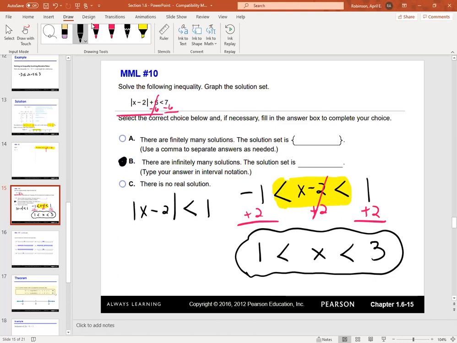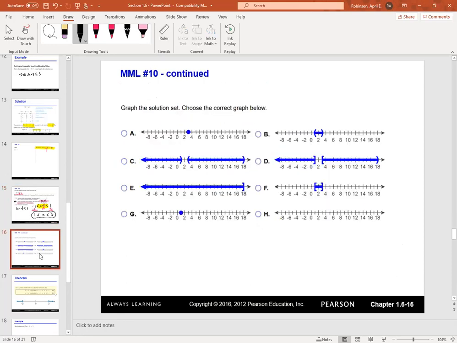And then the solution set, it does say here to type your answer in interval notation. So my interval is what I'm going to put here, and that would be from 1 to 3 with parentheses. And then the picture of the correct graph is 1 to 3 with parentheses. That'd be B right here. It goes from 1 to 3 and everything in between.